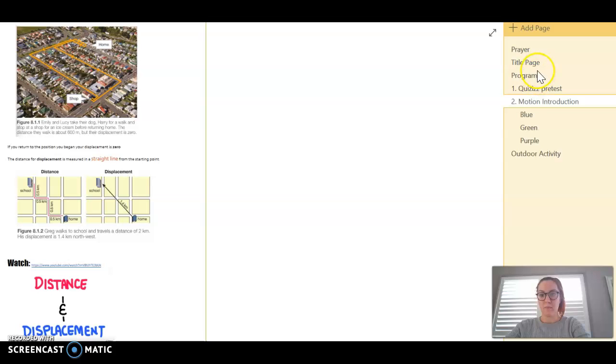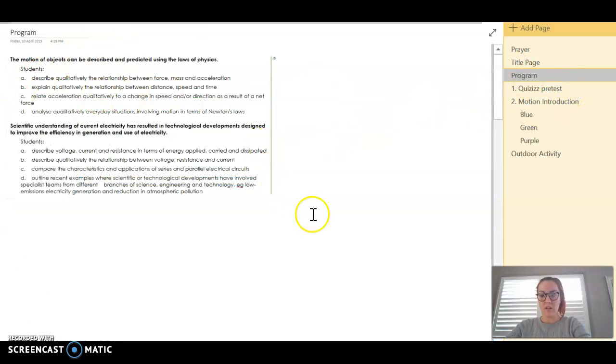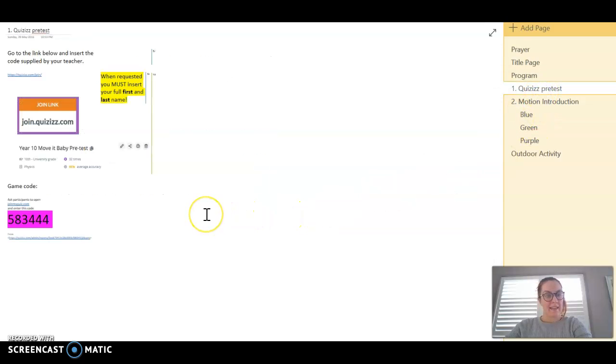Once you've done that, please read through the title page and the program just to get a little idea about what we're going to be doing. Next, I want you to complete the quizzes pretest, and you'll see the code for the quizzes down here on the left-hand side. So go into quizzes, put that code in and complete the pretest.